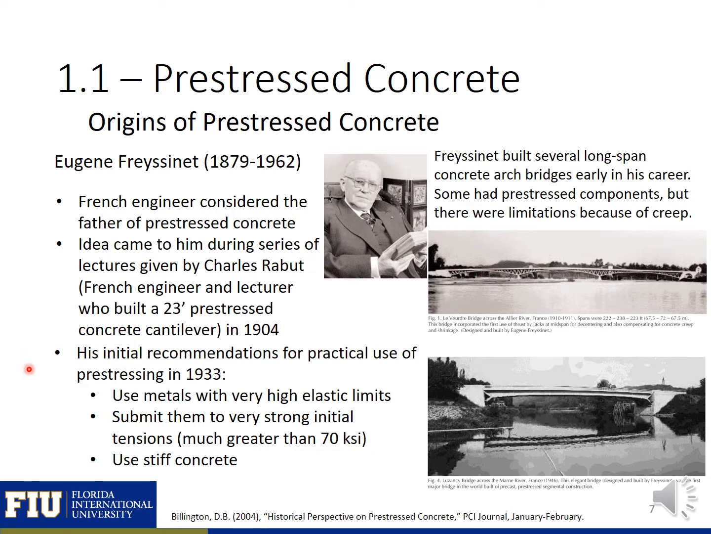Some of his initial recommendations were to use metals with very high elastic limits, so higher strength steel, and submit them to very strong initial tensions. This would overcome the loss in prestressing caused by creep and shrinkage, and also to use stiff concrete. Using stiffer concrete decreases the amount of creep and shrinkage that occur, which would decrease these prestress losses that happen. You can see here to the right two of the bridges that Freyssinet designed using post-tensioned concrete.